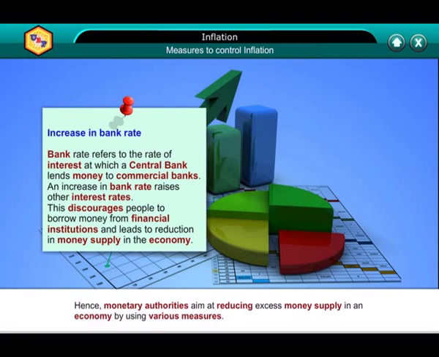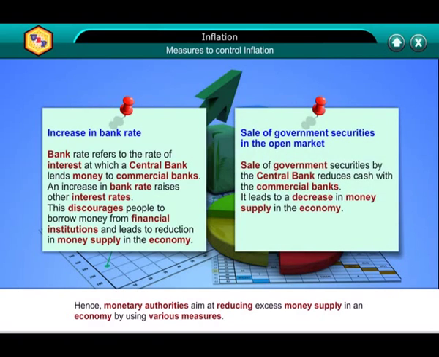Increase in bank rate. Bank rate refers to the rate of interest at which a central bank lends money to commercial banks. An increase in bank rate raises other interest rates. This discourages people from borrowing money from financial institutions and leads to reduction in money supply in the economy. Sale of government securities in the open market by the central bank reduces cash with the commercial banks. It leads to a decrease in money supply in the economy.